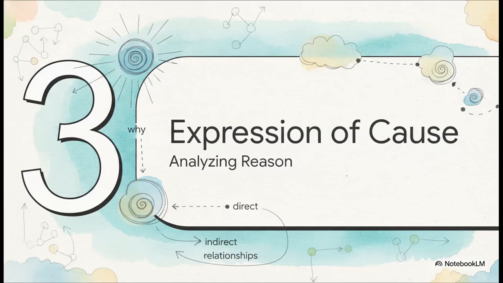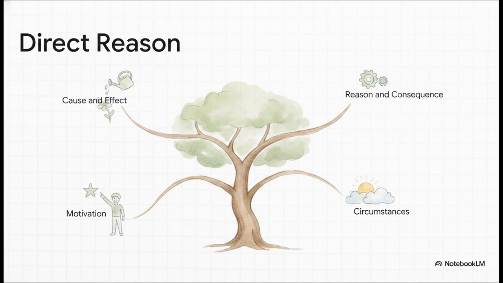Section 3. Expression of cause. Analyzing reason clauses. So, when we talk about direct reason relationships, which, remember, function as those central adjuncts we just talked about, we're looking at the exact why of the situation in the main clause, and there are four specific subtypes here. First, cause and effect, which is totally objective. Think of, the flowers grew because I watered them.